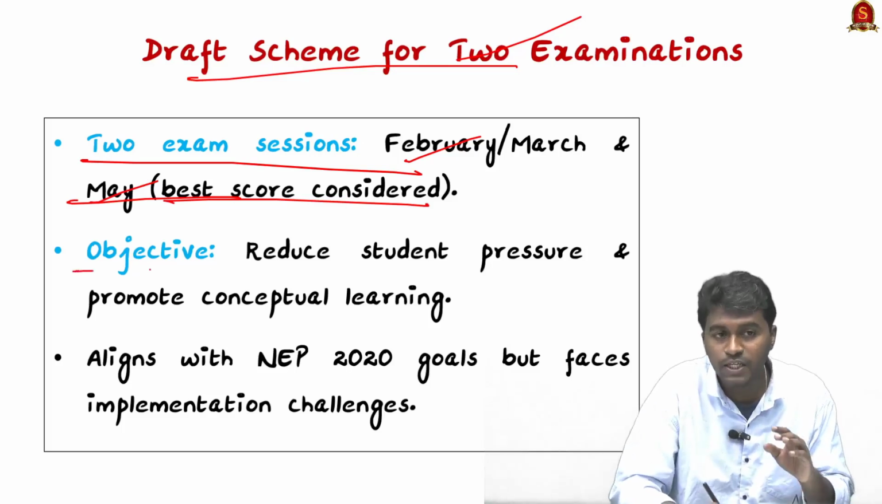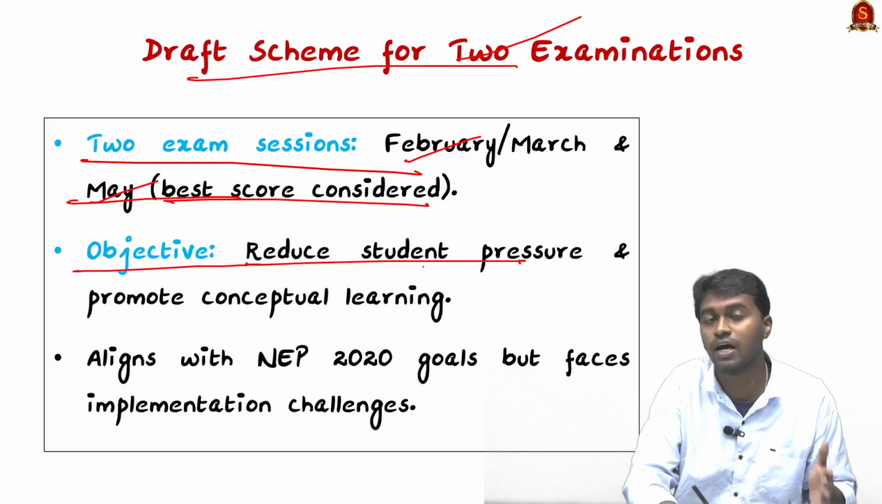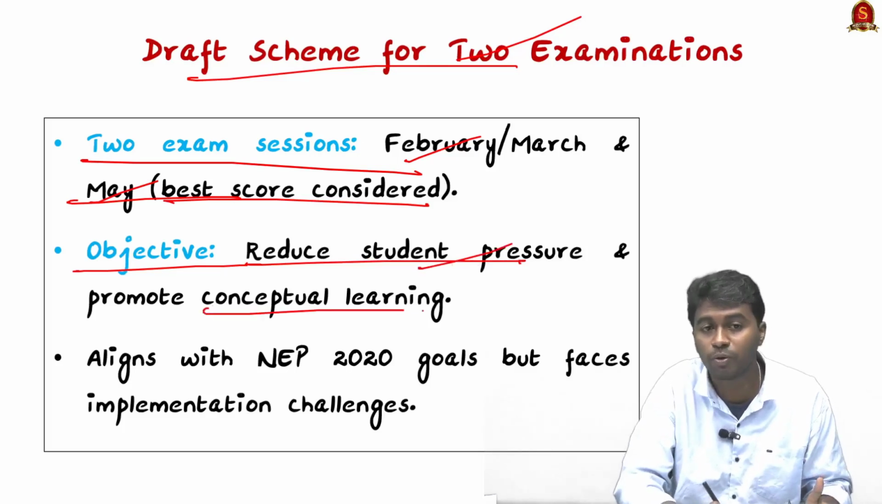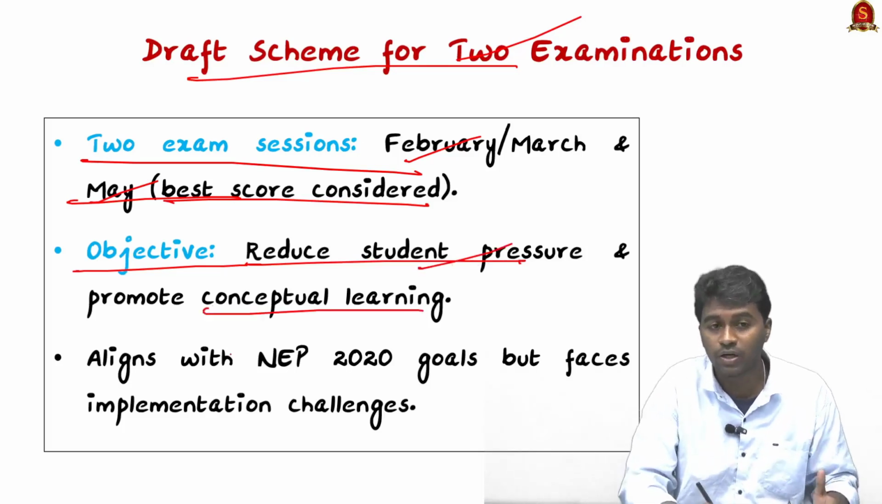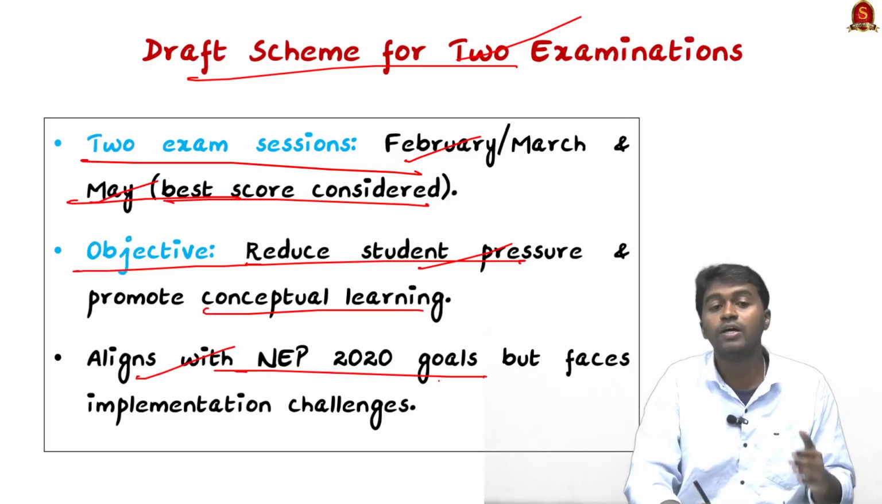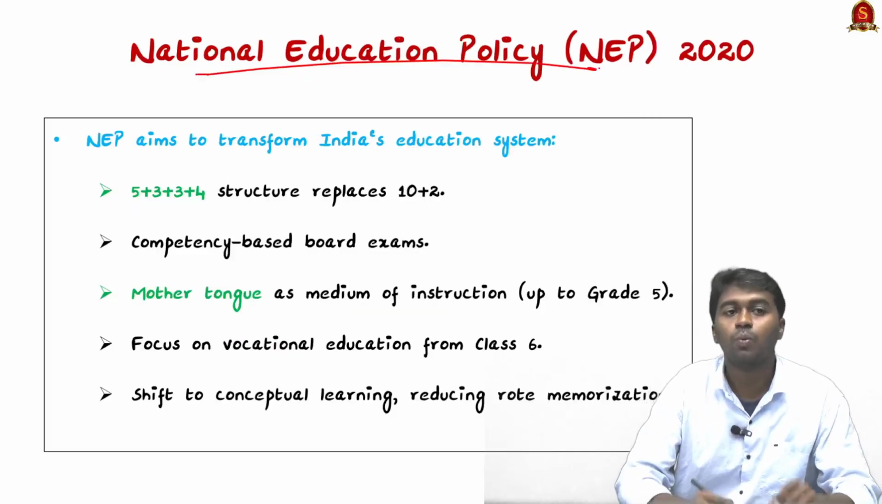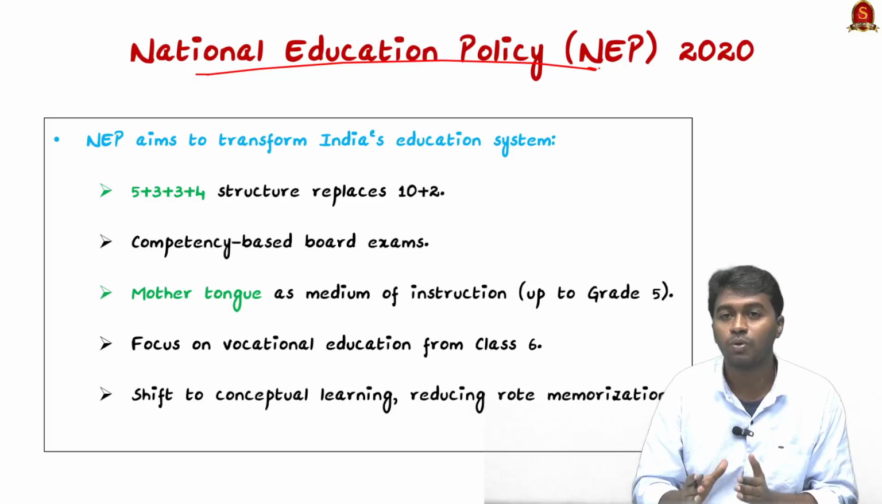So what is the objective of this scheme? The objective is to reduce stress and pressure on the students, and also to promote conceptual learning in the students. And the CBSE is claiming that it is aligning with the 2020 National Education Policy goals. So here we have to understand what is meant by this National Education Policy 2020.